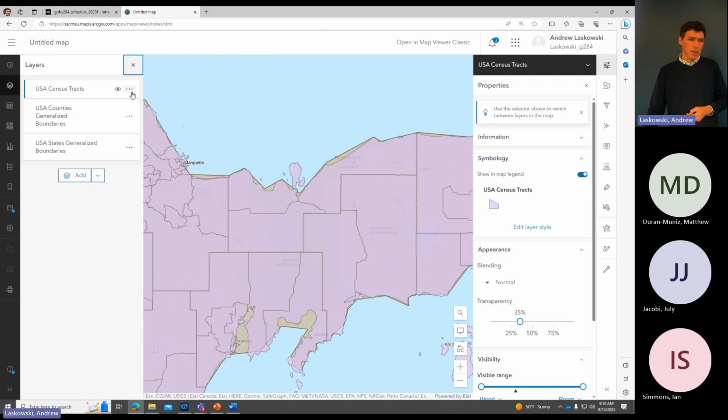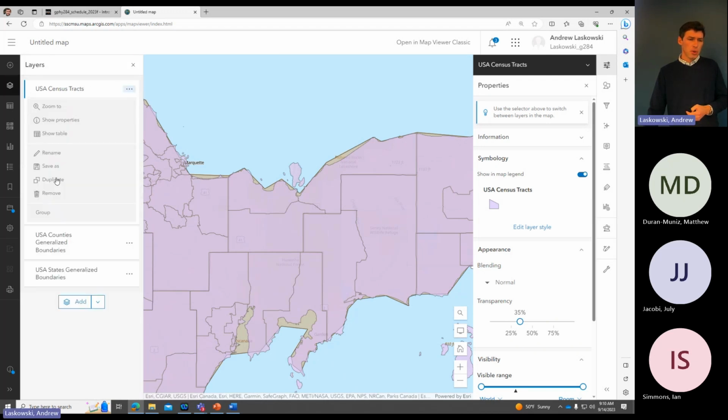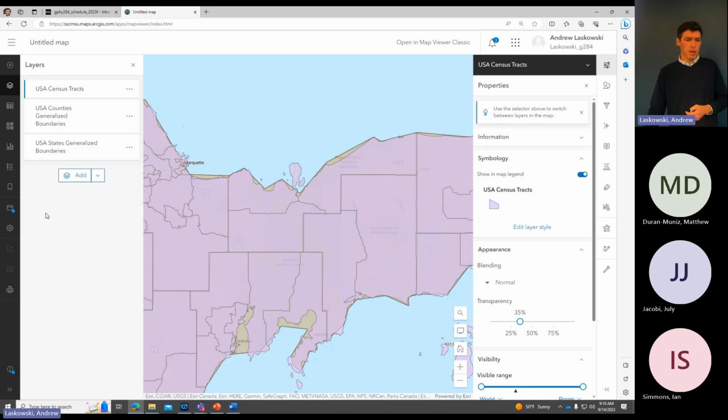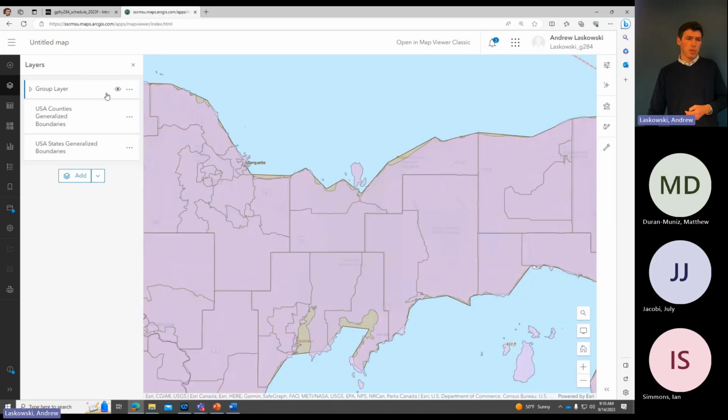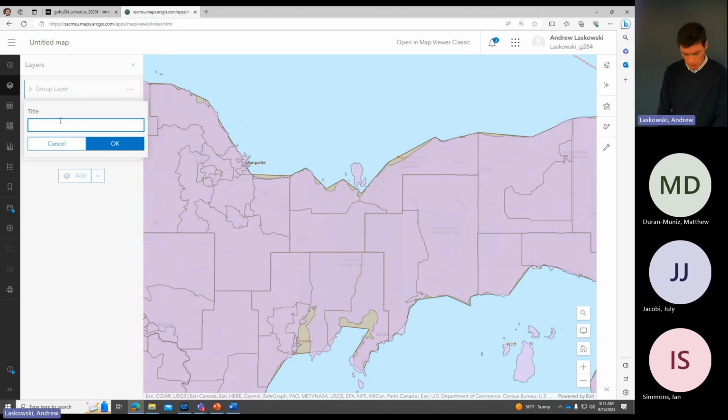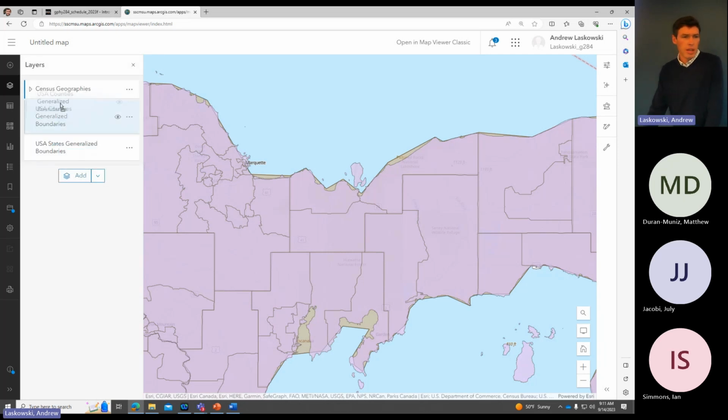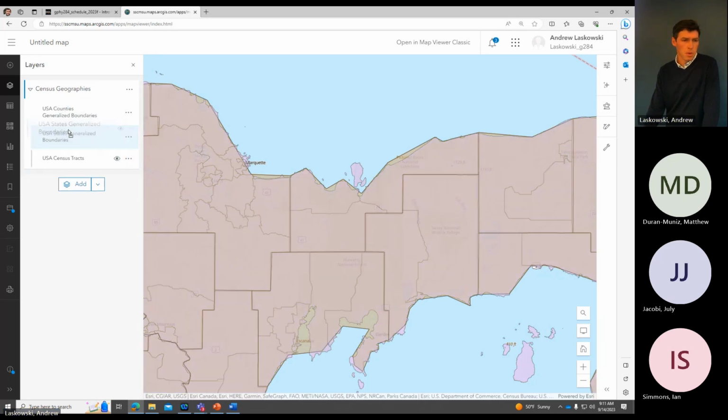All right, so I've added all those layers. Next thing I want to do is group them. So if I click the three-button menu next to any of the layers, I can click group. It's going to create a group layer. I can rename that. Let's just say census geographies. And then I can drag my other layers into that group layer as well. I'm going to put the most generalized layer, the states, on the bottom, the least generalized on the top.